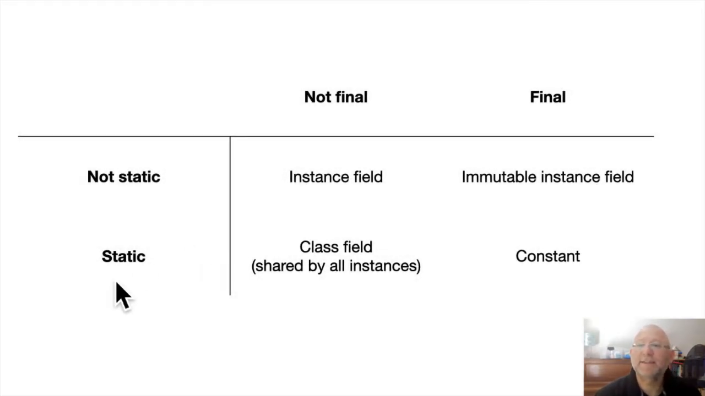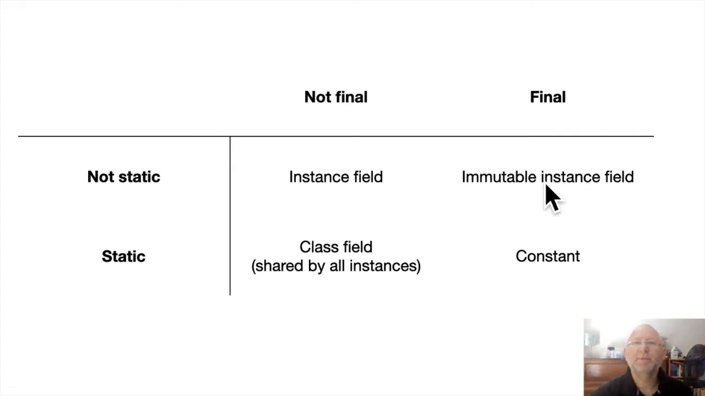Keywords final and static. There are 4 combinations in which we can apply these keywords. A field can be not final and not static, and then it is an instance field. So it belongs to every instance of a class; each has its own field as declared. We can make these instance fields final, and then it becomes immutable.